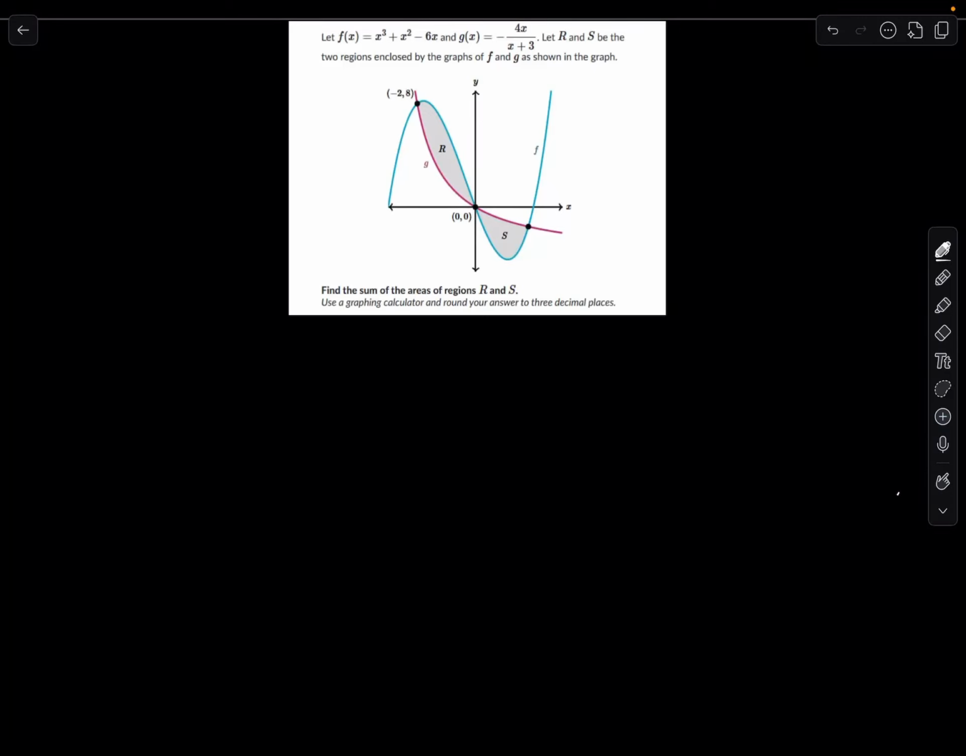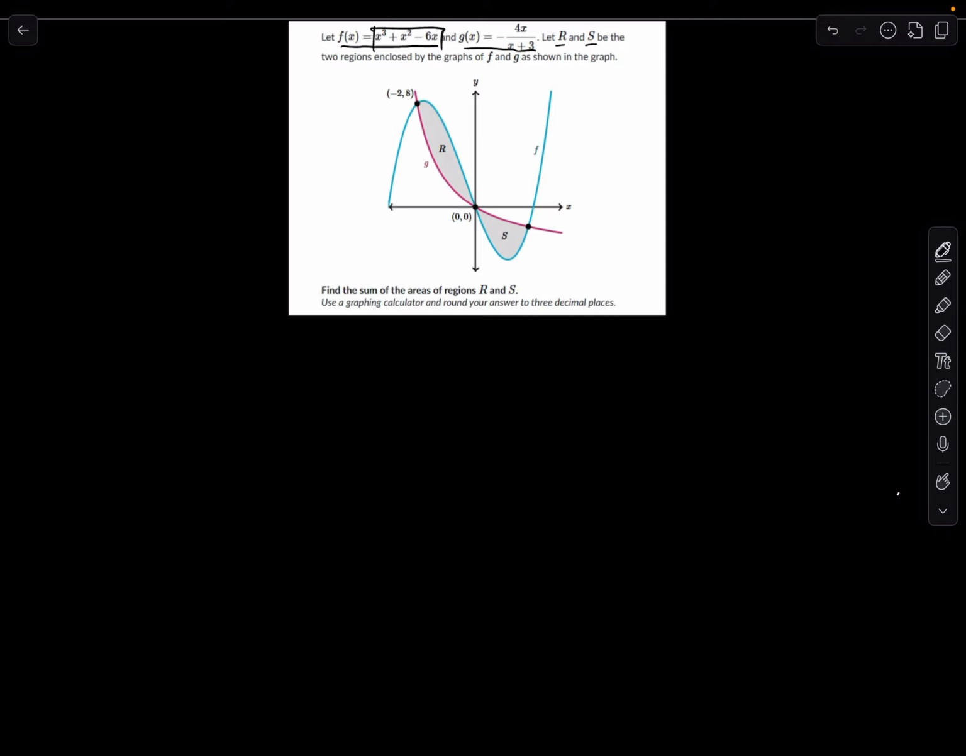Hello everyone, today we're gonna learn how to find the areas between the curves by using integrals. So let's get straight into it. Let f of x be defined as that polynomial and g of x that function.